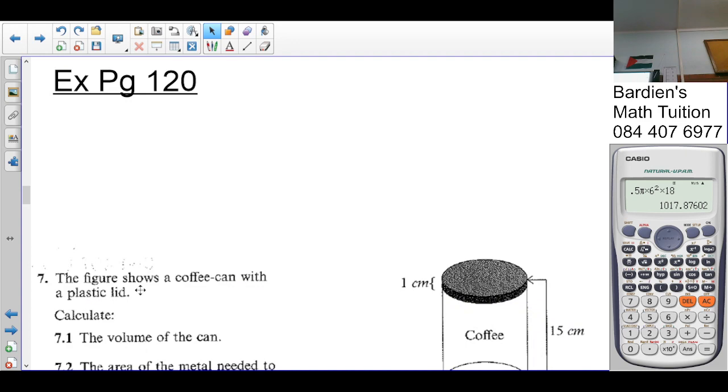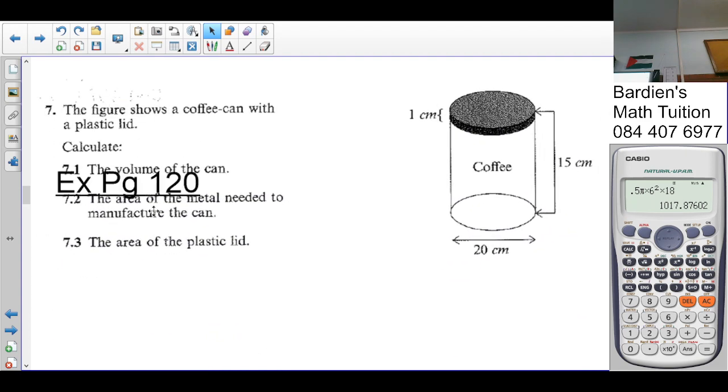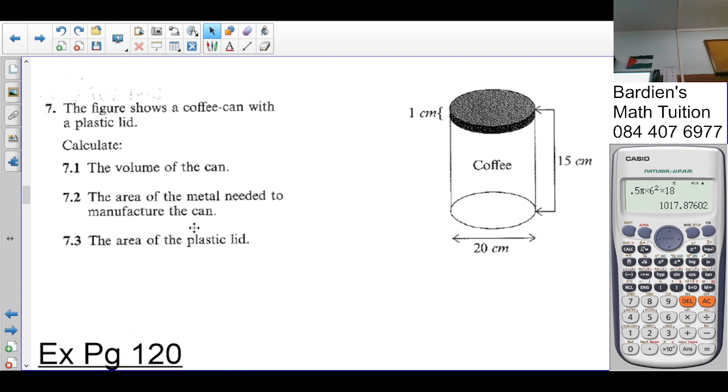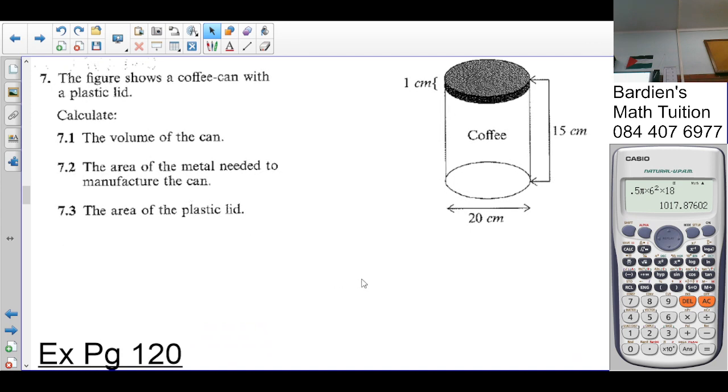Number 7. The figure shows a coffee can with a plastic lid. Okay? The volume of the can. The volume of the can. So are we going to include or exclude the plastic lid? Exclude. So let's say the volume of the can.